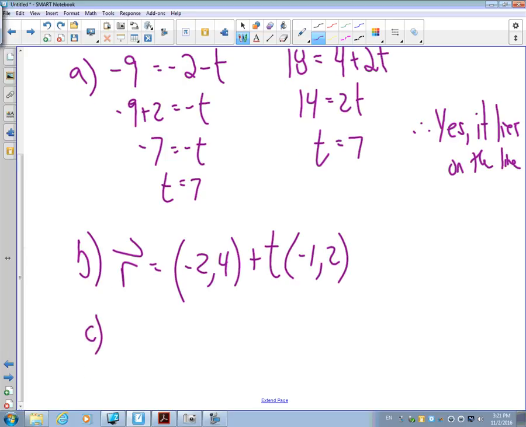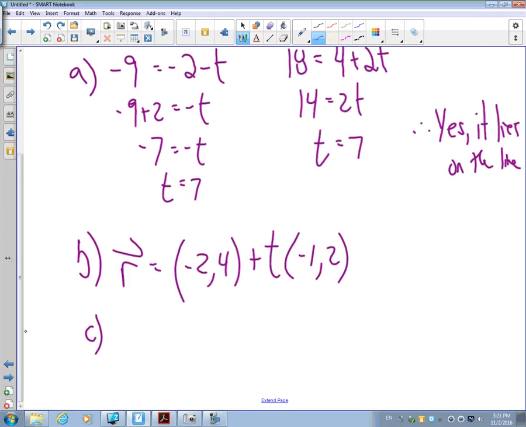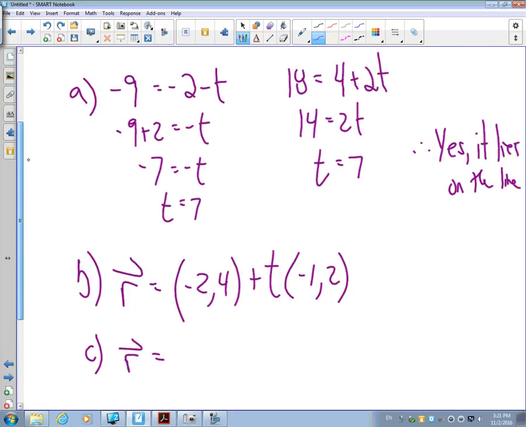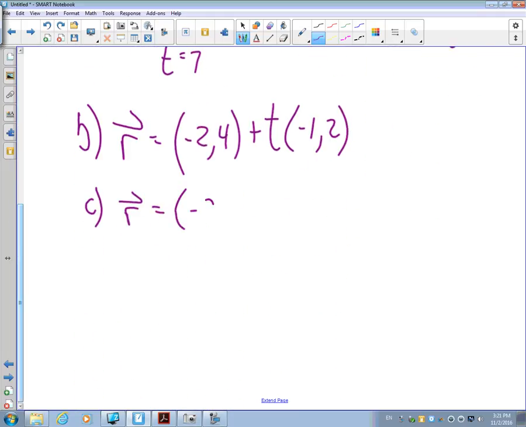And then part C asks to write a second vector equation for this line, different from the one we already wrote. So what would make something different? Well, maybe if I use a different point. So what other point do we know for sure is on this line? Well, in part A, we proved that the point negative 9, 18 lies on it. So I can fill in negative 9 and 18. My direction will still be the same. This is a different version of the same line. So that's one option you could do.